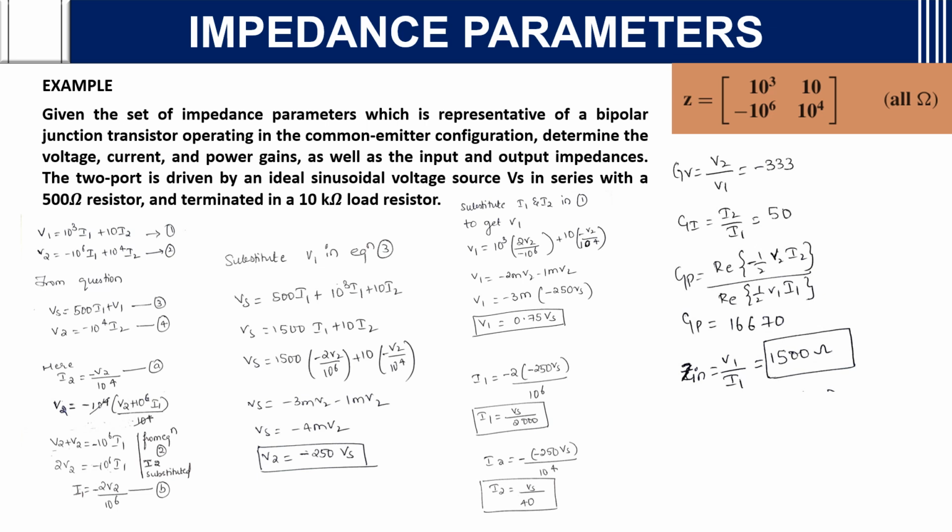Then the Zin value. Zin is equal to V1 by I1. Zin is nothing but the input impedance. Input impedance is V1 by I1. If you substitute those values, you will get 1500 ohms.